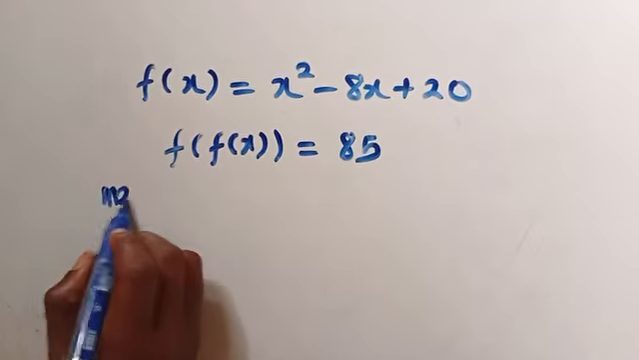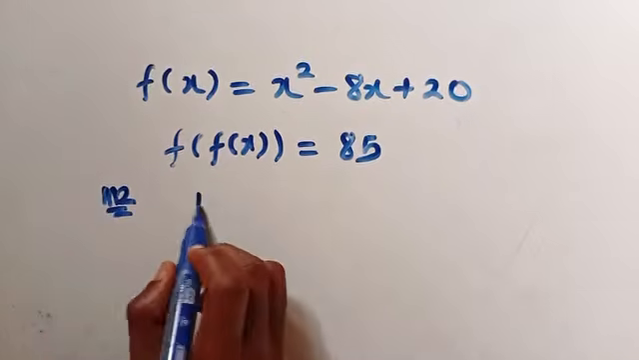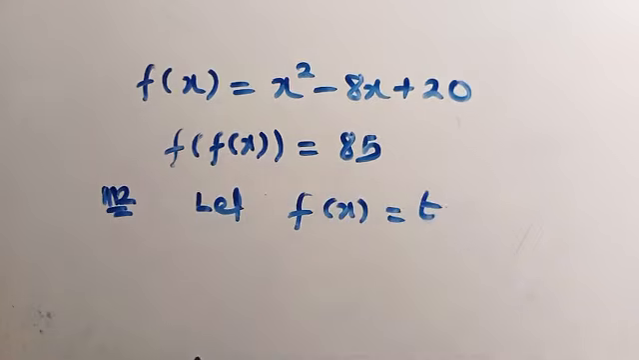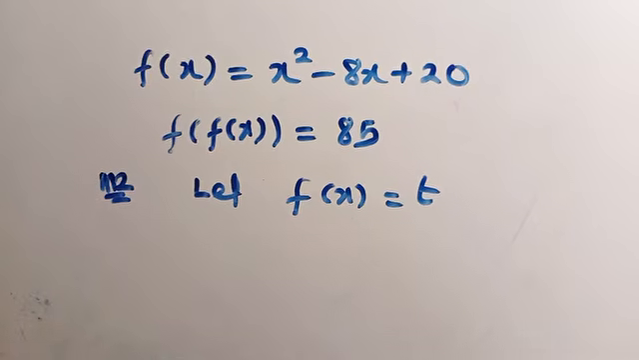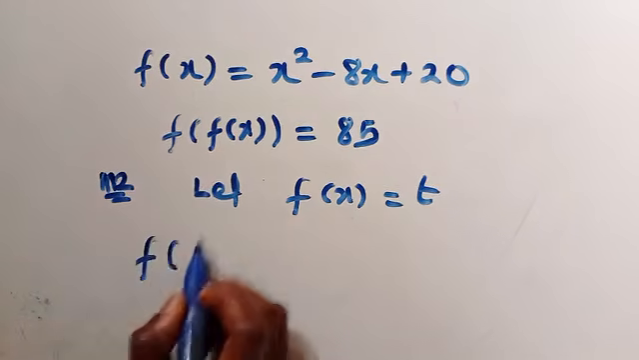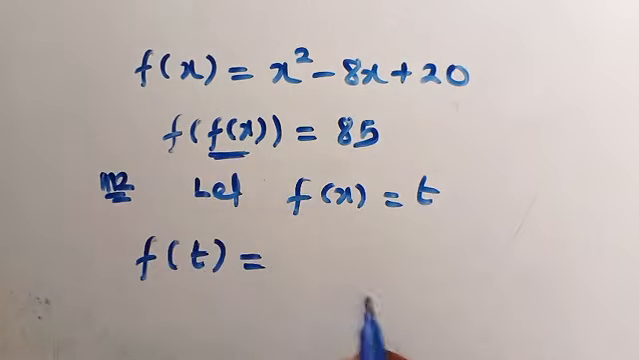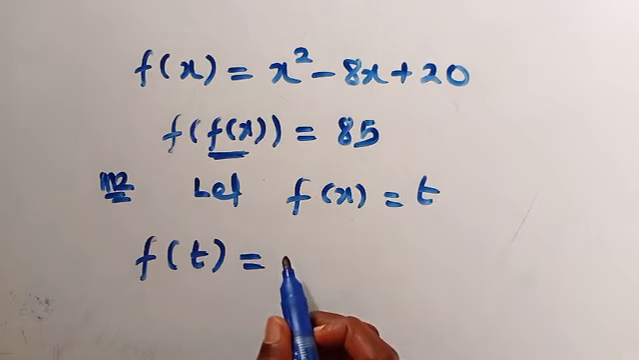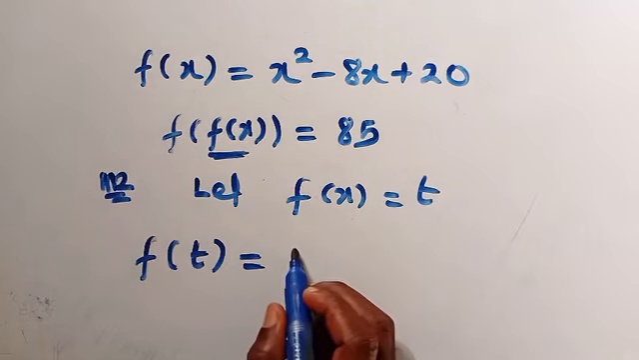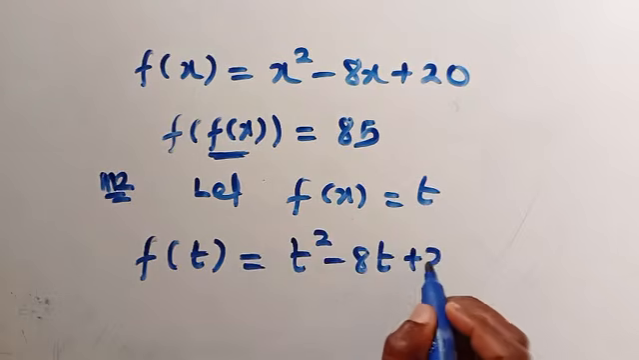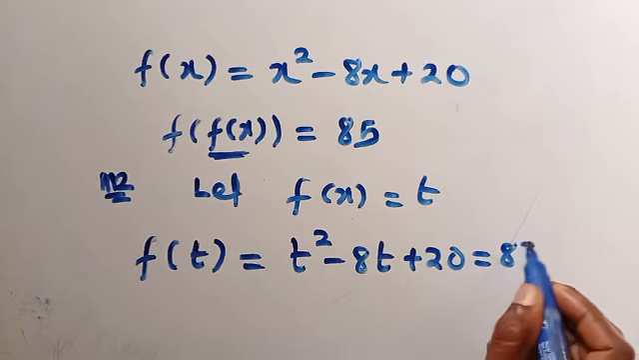Let's see method 2. Suppose I let f of x only to be equal to t. So therefore, anywhere we see f of x here, we are going to replace it with t, and everything will be equal to x squared minus 8x plus 20. Instead of using x, we change it to t as well. Then we have t squared minus 8t plus 20, and this equals 85.